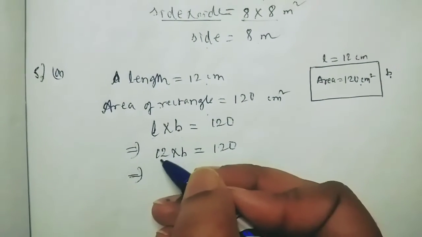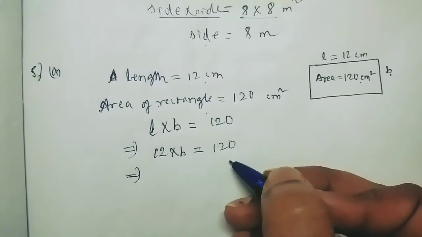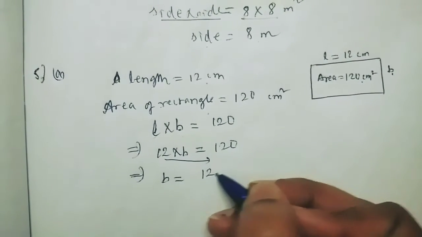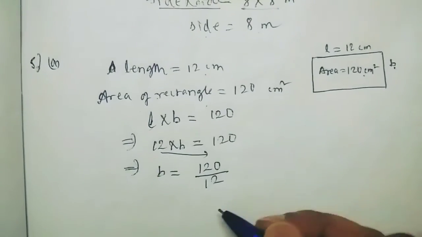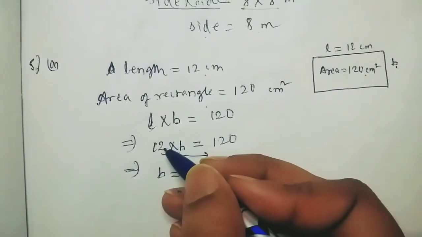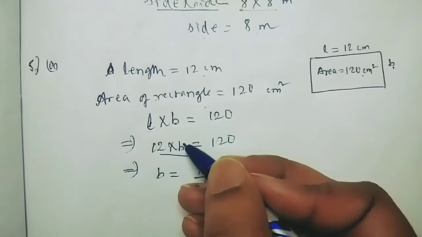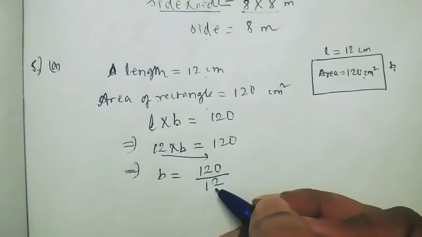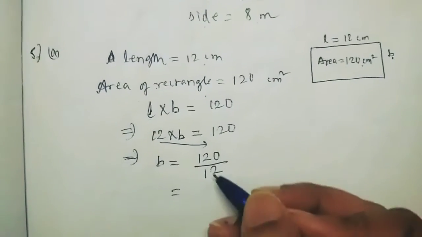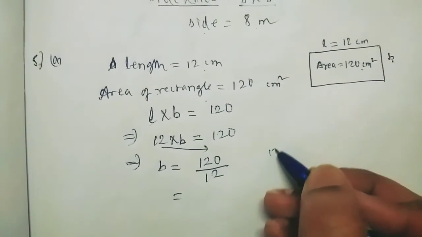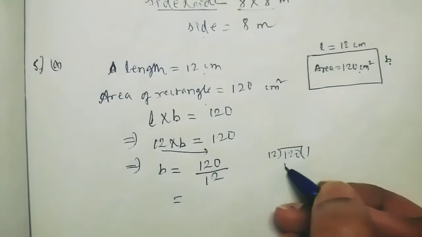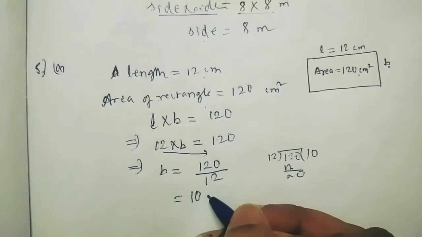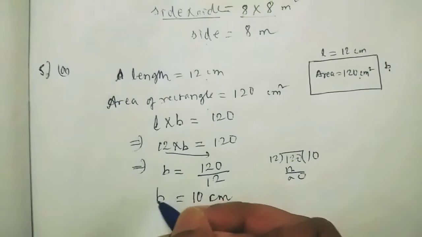Now what will happen? This 12 will go in the denominator. Okay, in this way it is transferring. So B equal to 120 divided by 12. So this is the rule of solving the equation. Okay, so any number which is in the multiplication with any variable, then this number will go down in the denominator and now it will be divided. So when you divide this 12 and 120 like this, then what is coming? 12 1 is 12 and 0, then 0 will go there. So answer is what? 10. So answer is 10 centimeter. So breadth is what? 10 centimeter.